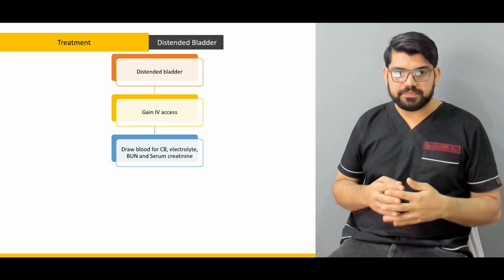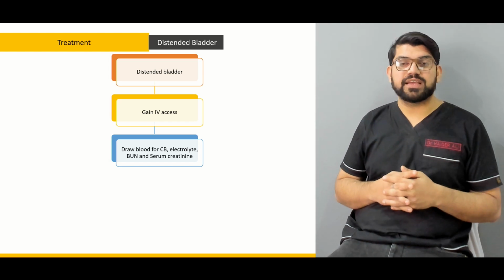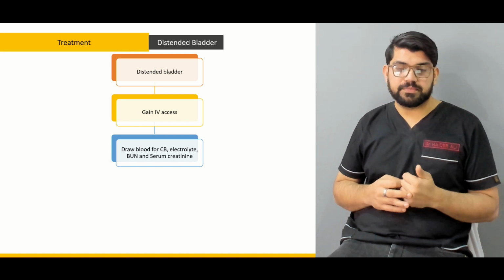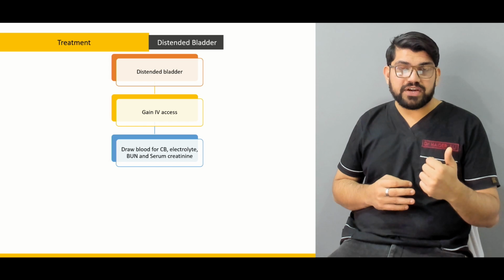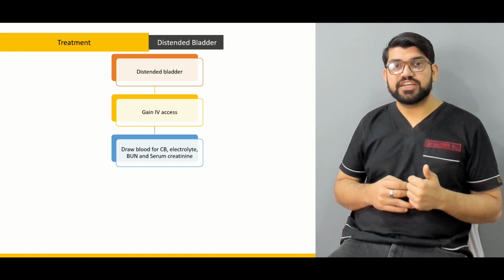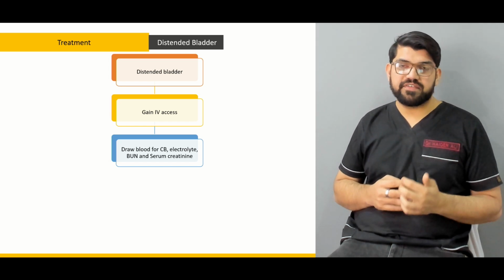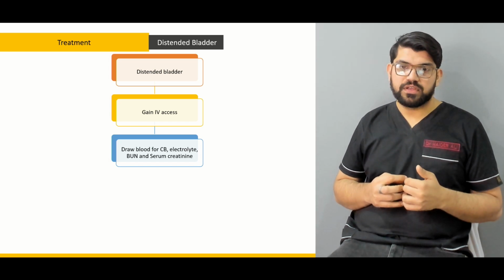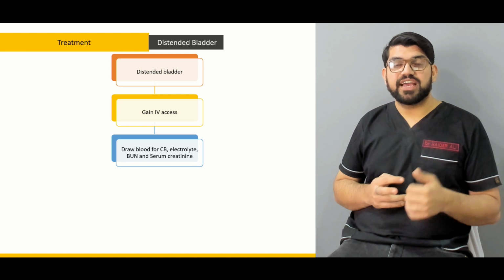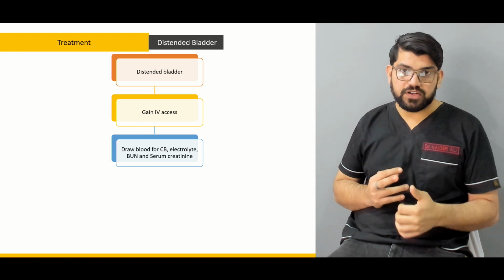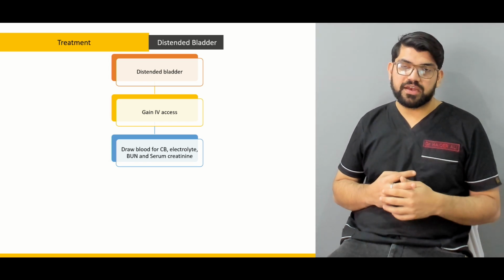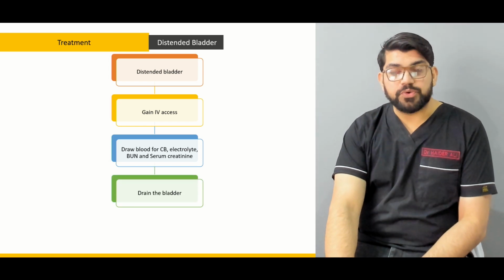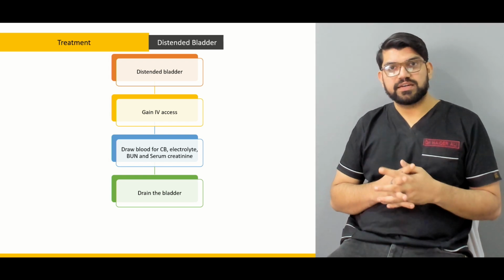So coming back again, draw blood complete count, electrolytes, blood urea nitrogen, and serum creatinine. Serum creatinine, why? Because to stage and to know if the patient is having acute kidney injury and what stage it is on. Electrolyte levels, to see any electrolyte abnormalities that are caused by complicated acute kidney injuries, for example, hyperkalemia. Drain the bladder. How to do that?